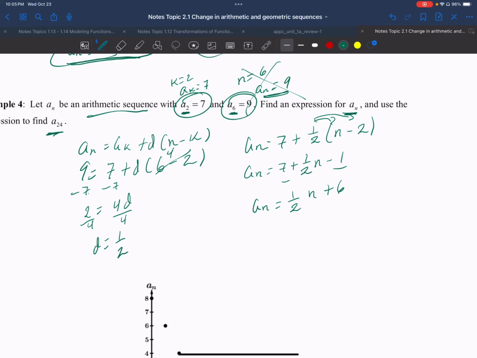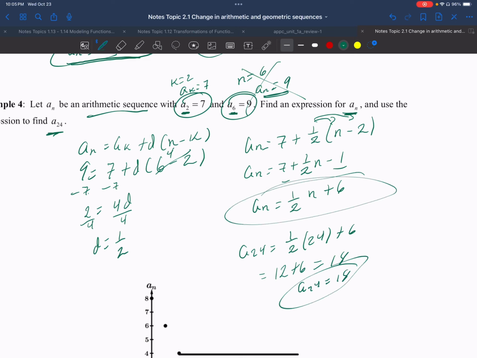After that, I can use that equation to solve a sub 24, which is going to be 1/2 times 24 plus 6. That will be 24 times a half, which will be 12, plus 6, which will be 18. So I know that a sub 24 is equal to 18. So these are the two answers for that problem.